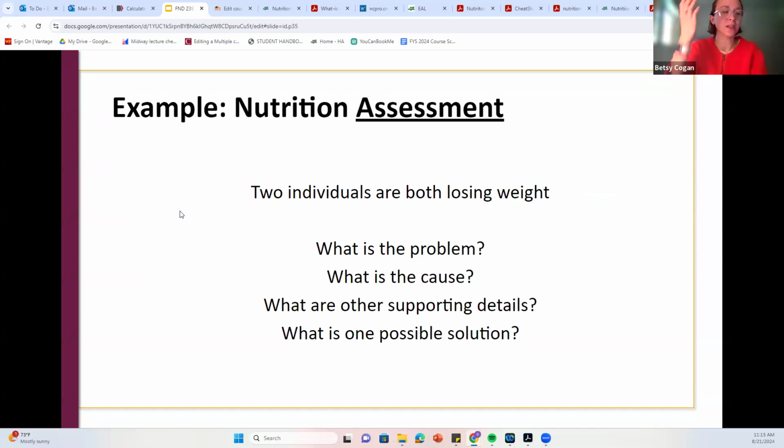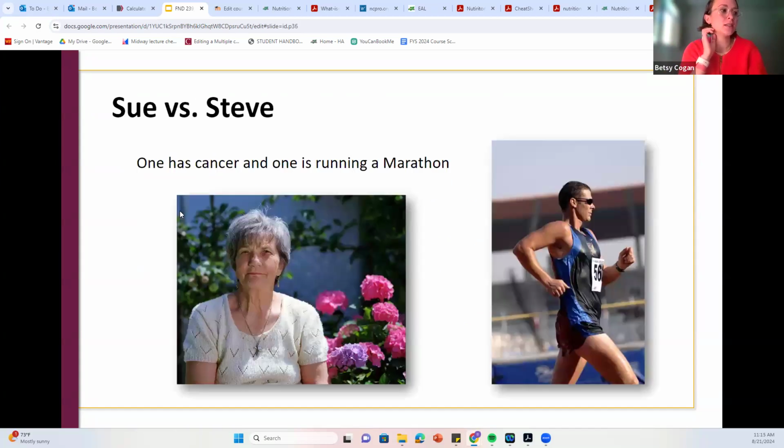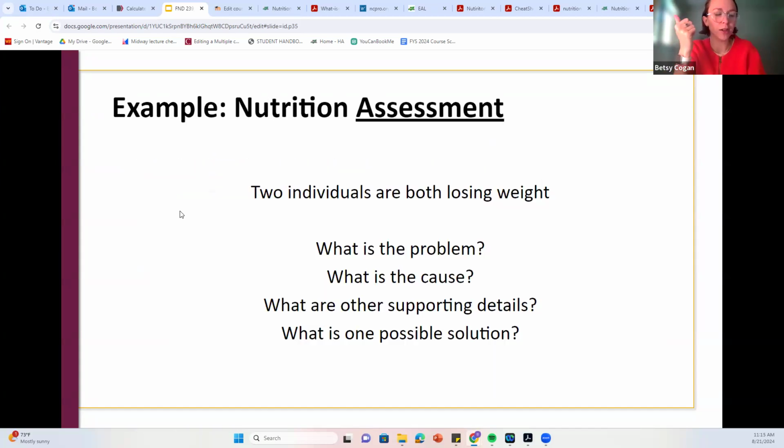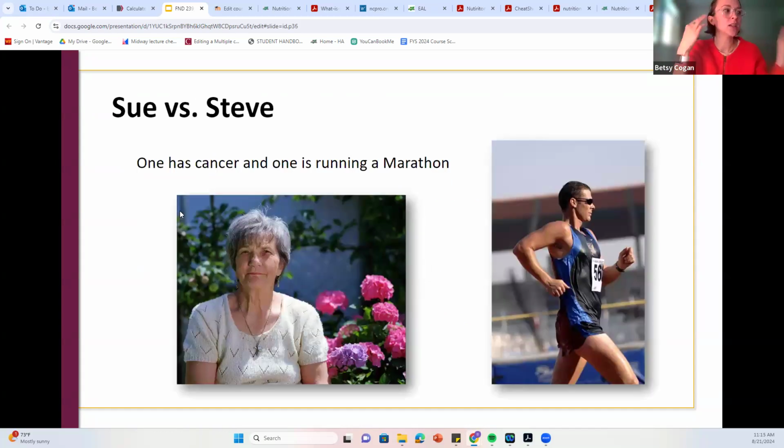So when we do our assessment, we have assessed 2 patients. We want to be thinking, what's the nutrition problem? What's the cause or etiology? And what are some supporting data that we can use to support this diagnosis, right? So here's Sue and there's Steve. Sue has cancer, which is a catabolic chronic condition that can lead to different nutritional problems, right? And then there's Steve. Steve is a highly active guy. He's increased his activity to support marathon training, right? So he's got a lot of things going on too that could impact his nutritional status.